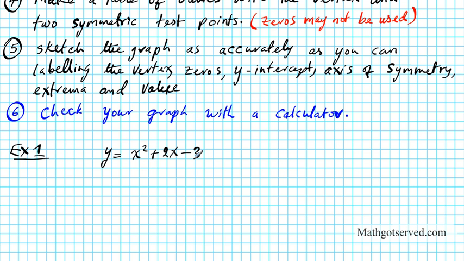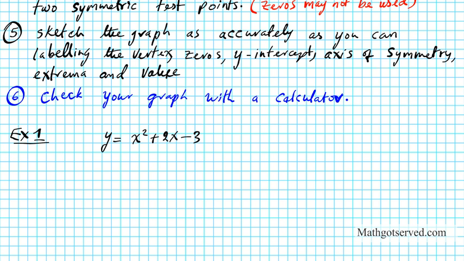So first thing we want to do is find the vertex, okay? The vertex has an x-coordinate and a y-coordinate. So to find the x-coordinate of the vertex, we need a and b. From this equation, we know that a is 1. There's no number in front here, so you can always insert the multiplicative identity, which is 1. b is 2, and c, which is the y-intercept, is negative 3.